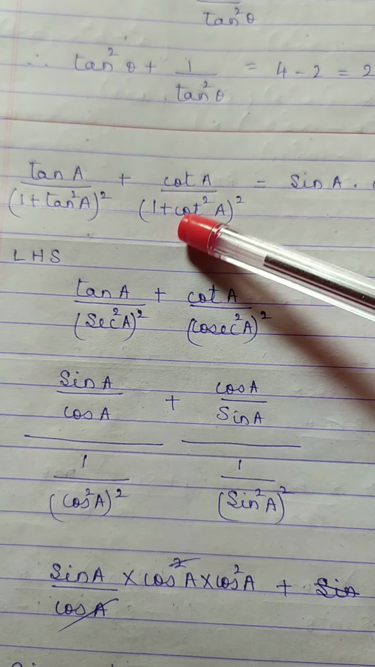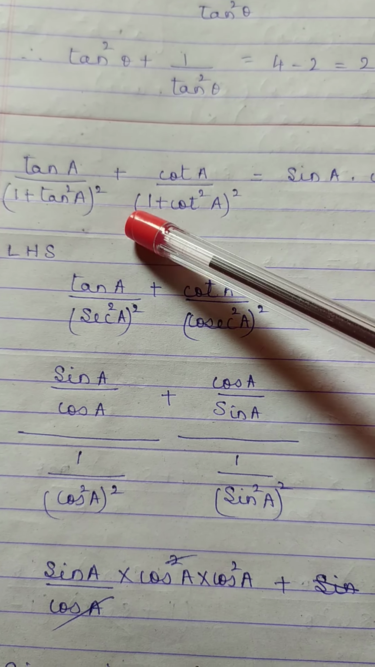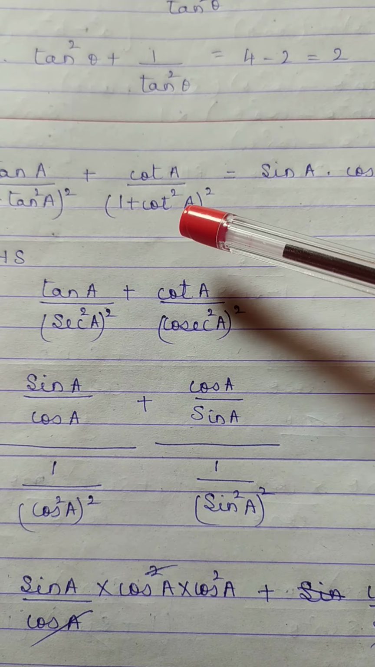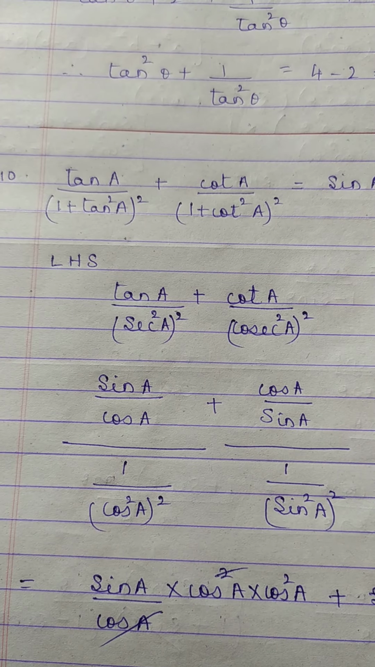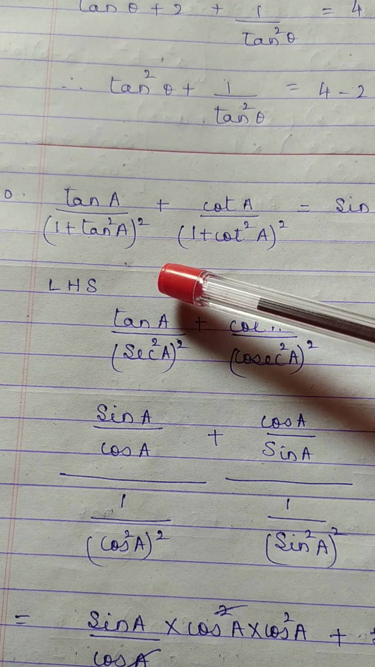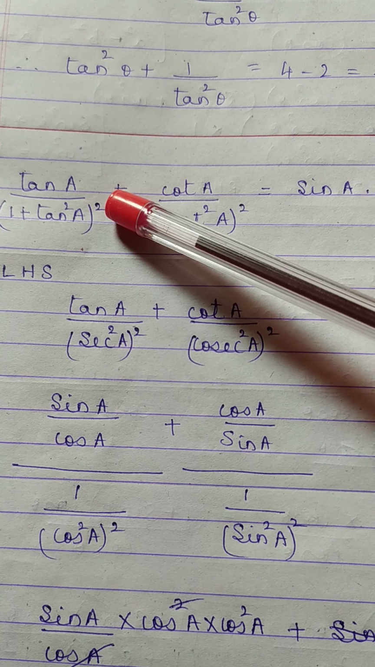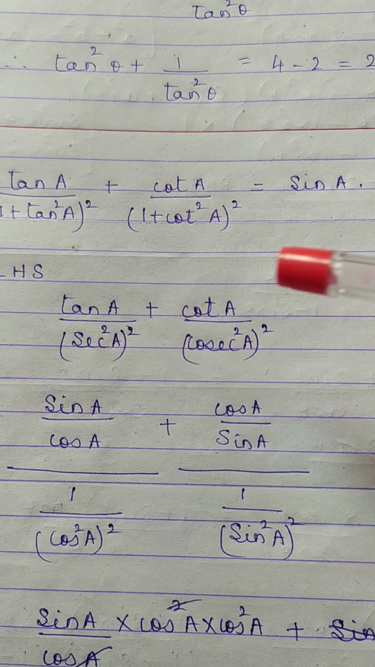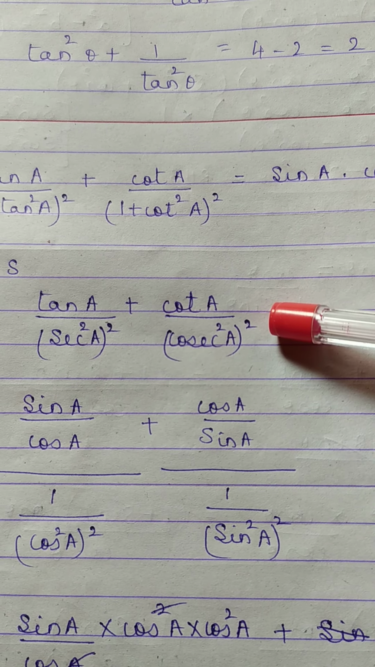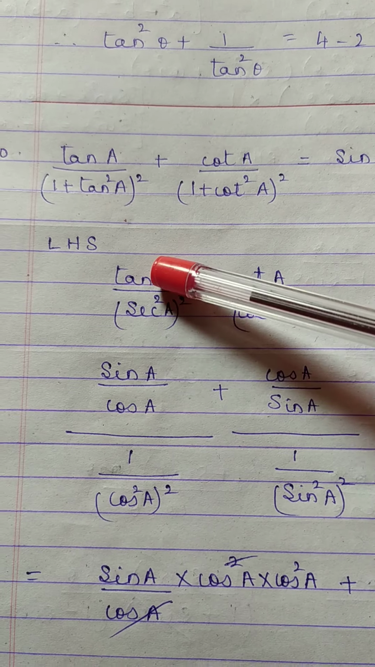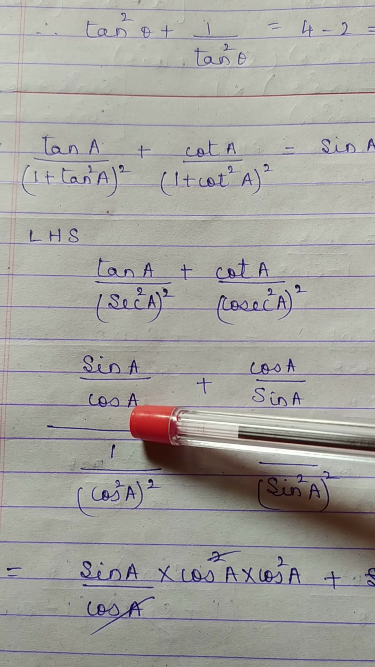(tan A / (1 + tan square A))^2 + (cot A / (1 + cot square A))^2 equals sin A into cos A. Now 1 plus tan square A we know is secant square A. Since there is a square here, we have put the square. Same way 1 plus cot square A is cosecant square A. Put the square out. Now tan A write in terms of sin upon cos.